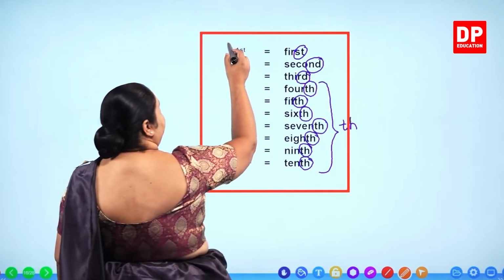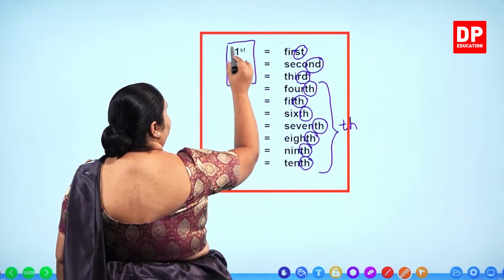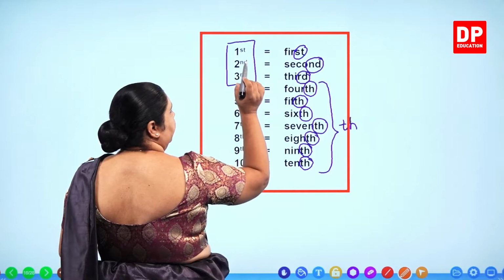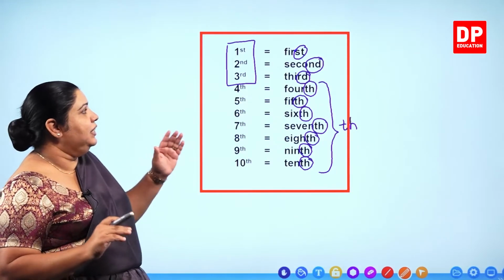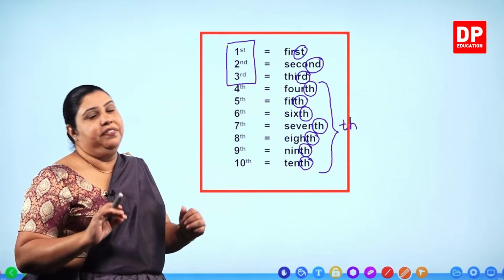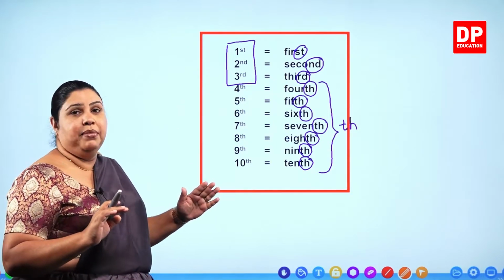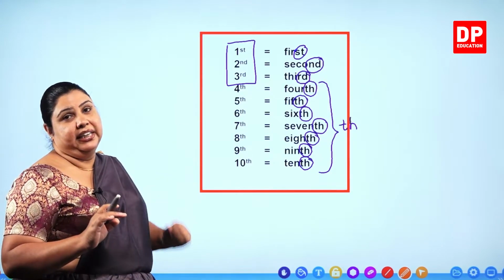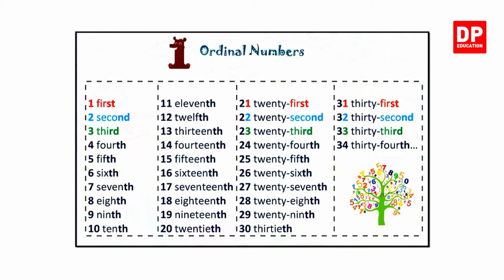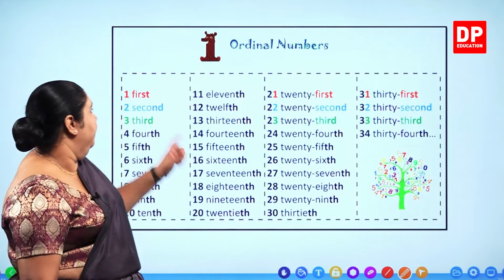But first, second and third, can you see the difference? First, second, third. You have to write accordingly. So first, second and third, the spelling is also different. You don't write the same number like 1, number 2, number 3, but you say first, second and third. Now we have all the ordinal numbers that we have learned, up to number 34th.